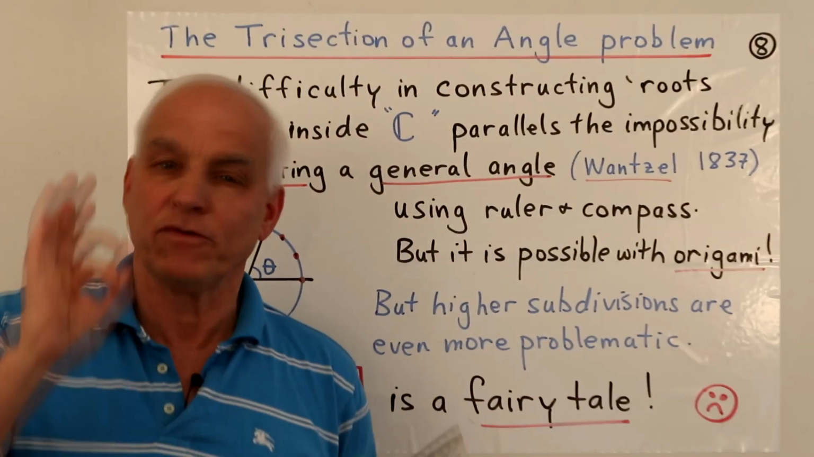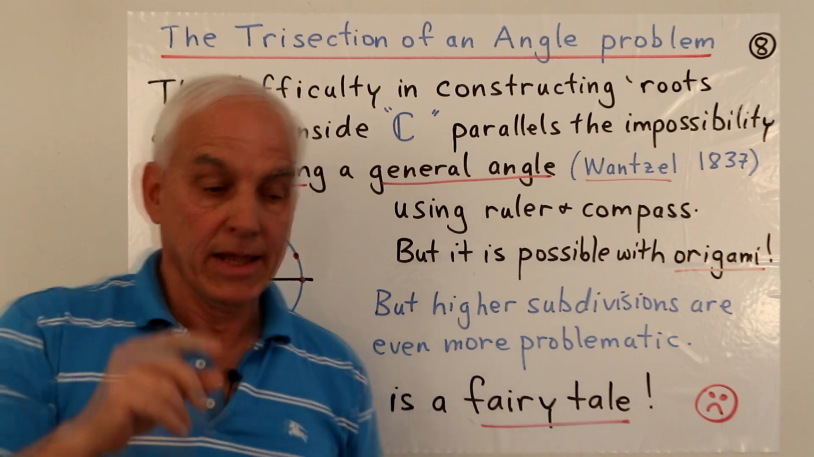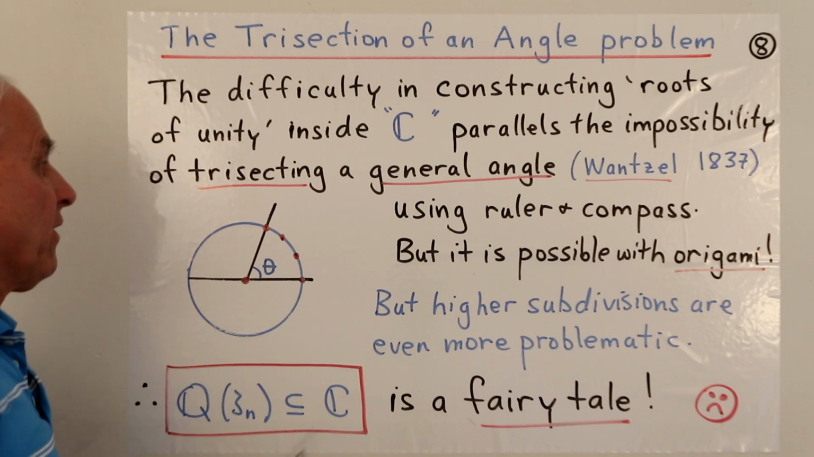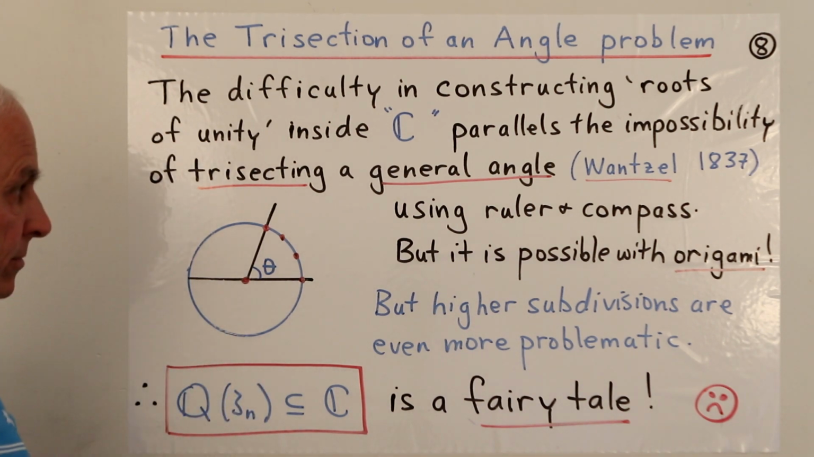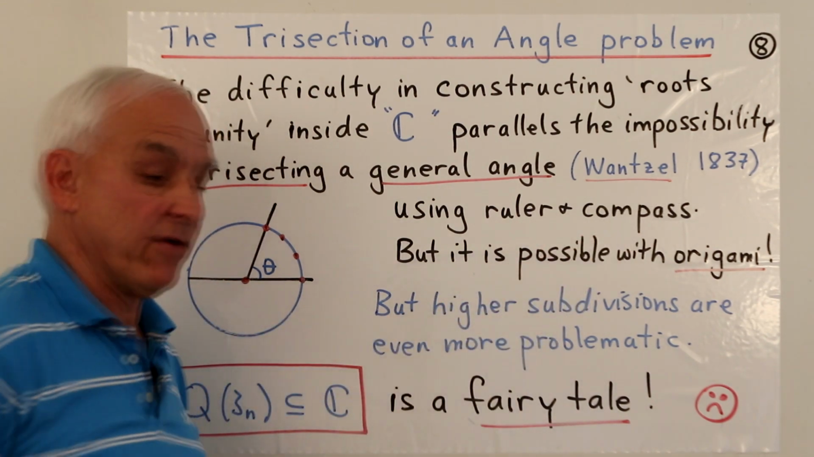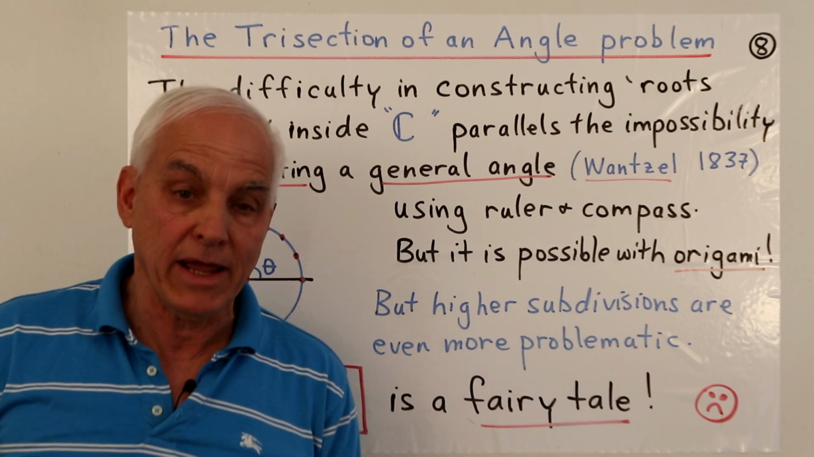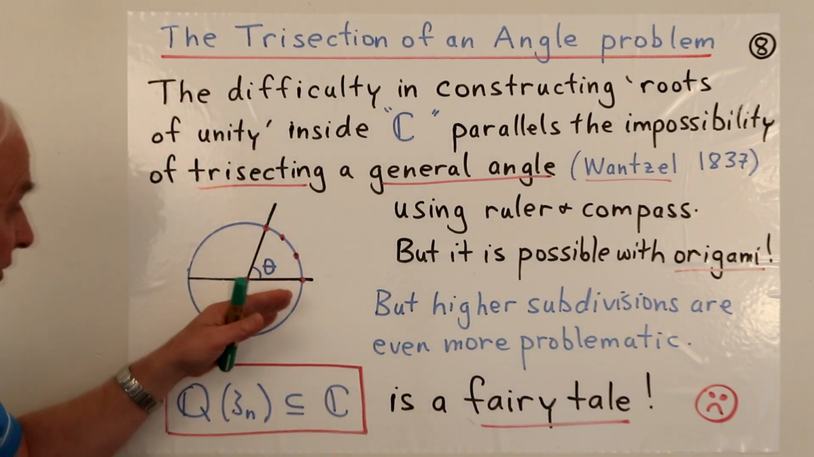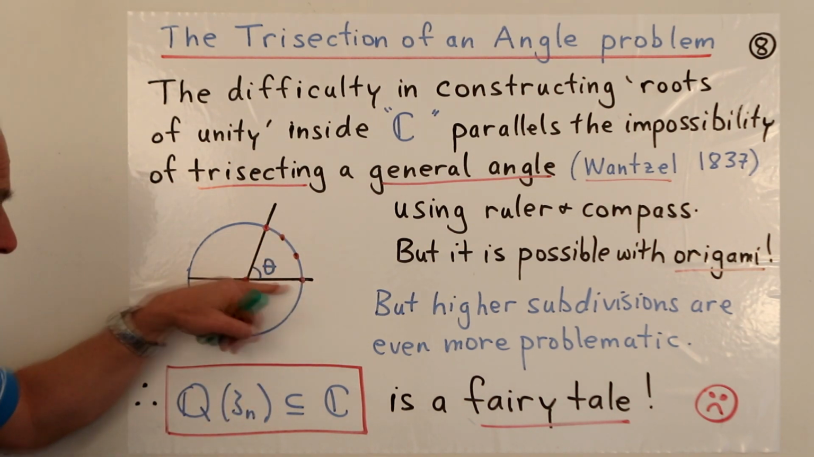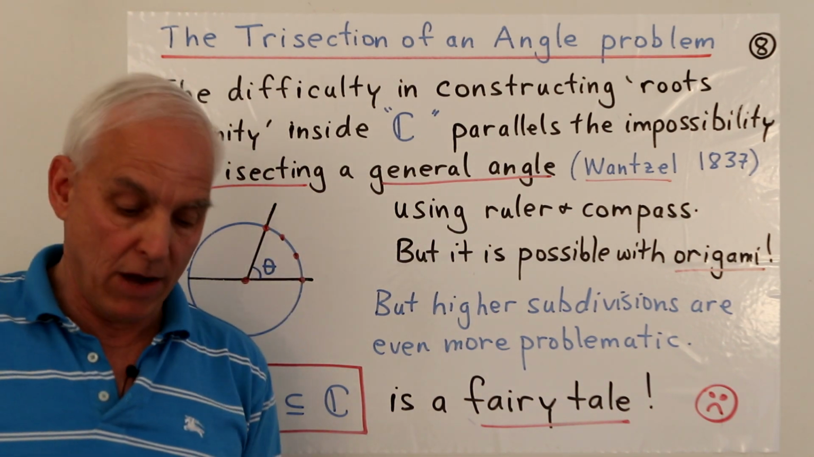The difficulty of constructing roots of unity inside the complex numbers is a manifestation of, and parallels, the impossibility of trisecting a general angle, which was actually established by Wantzel in 1837, even though the problem is one of the great problems of antiquity going back to ancient Greek times. So the problem is, if you have a circle and you have some sector of it, say between the axis there and the axis there, and you want to subdivide that into 3 equal sectors, how do you do it?